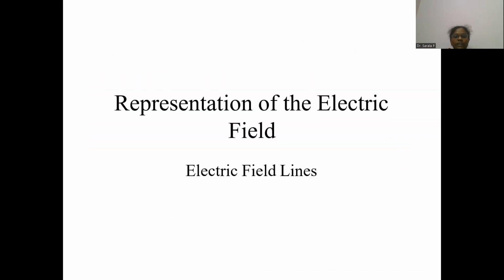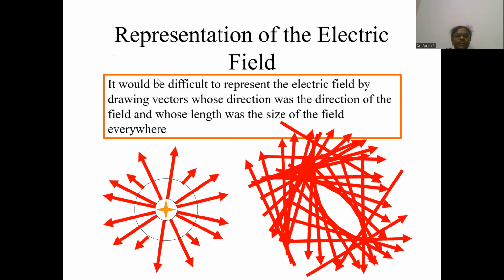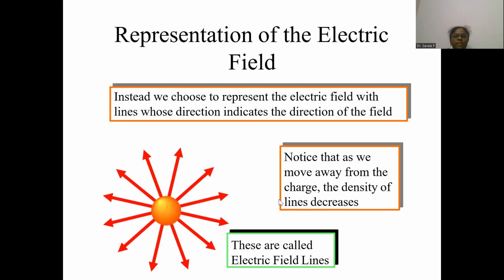And we go with the representation of electric field. Here, it would be difficult to represent the electric field by drawing vectors whose direction was the direction of the field and whose length was the size of the field everywhere. I already explained that the electric field is in the direction of the force. See here, this is the test charge, so the electric field is over here. The direction is in the direction of the force. If we take so many test charges, then the field direction will be in this way.